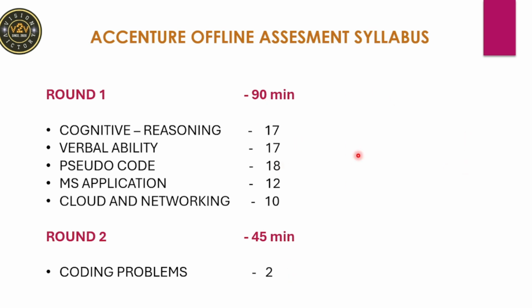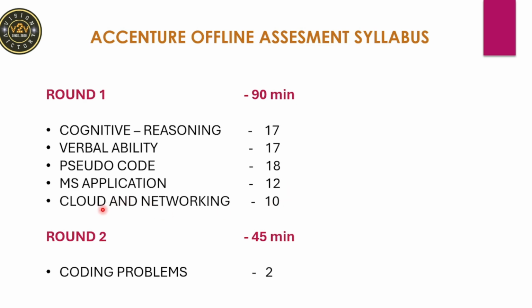In the first round we will be having cognitive reasoning. We will learn in detail in the coming slides. In cognitive reasoning we will be having 17 questions, and in verbal ability also 17 questions. Next is pseudocode, with approximately 18 questions, and MS applications, or MS Office, with a maximum of 12 questions. This is the approximate number of questions for each topic in round 1.